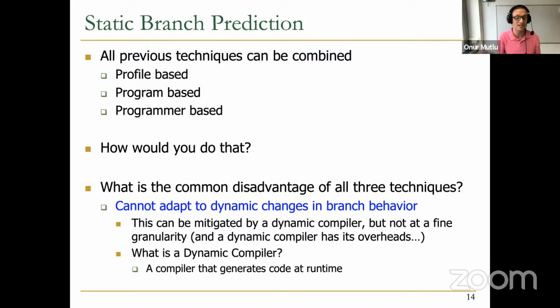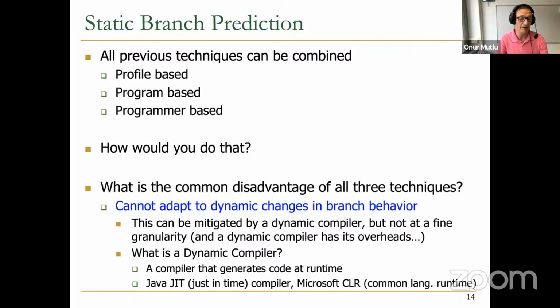This is basically a compiler that generates code at runtime and keeps recompiling the program, adapting to the information that it obtains based on the profiling of the program while it's running. And one of the pieces of information can be the branch directions, right? And based on the branch directions that are collected by the hardware and supplied to the dynamic compiler, you can actually change the program's hint bits.